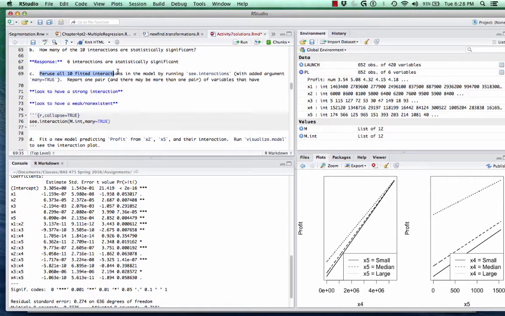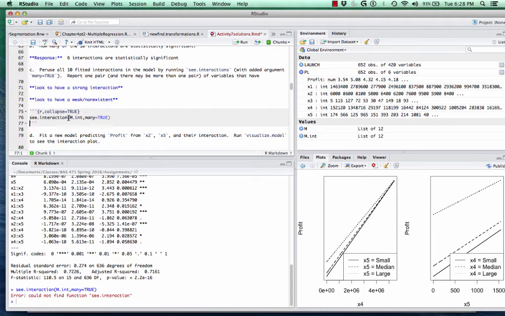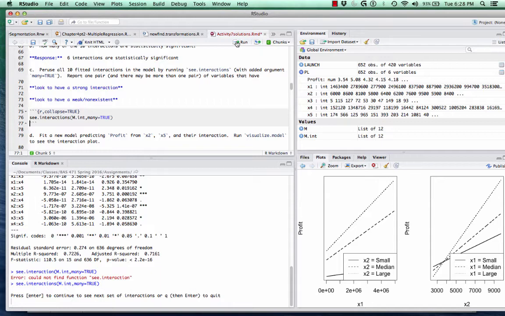So we're going to peruse all 10 fitted interactions, and we're going to report one pair, and there's probably going to be more than one pair, of variables that have a strong interaction or a weak or non-existent interaction. So let's actually just make a comment over all of them. So we'll start out by not typoing that.